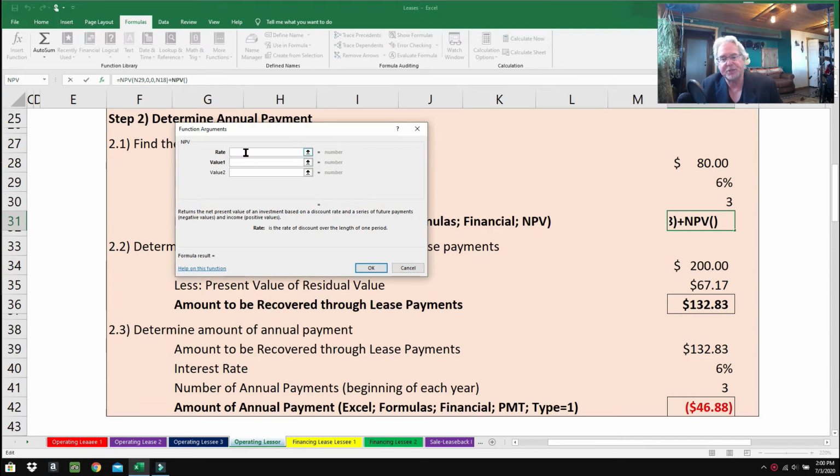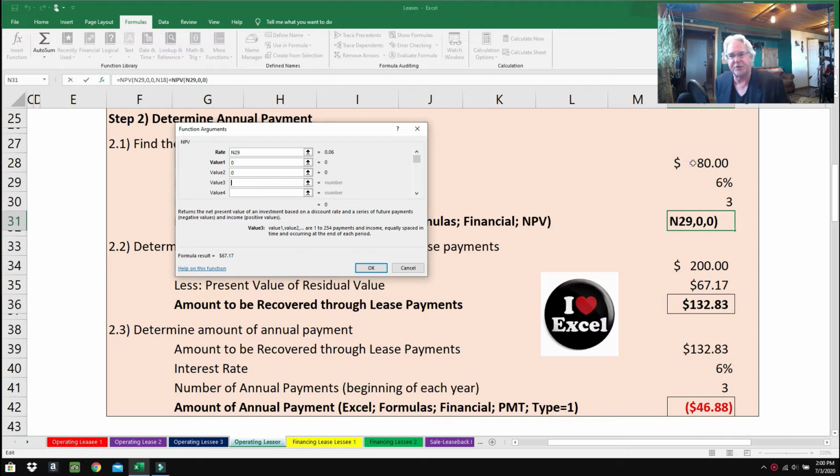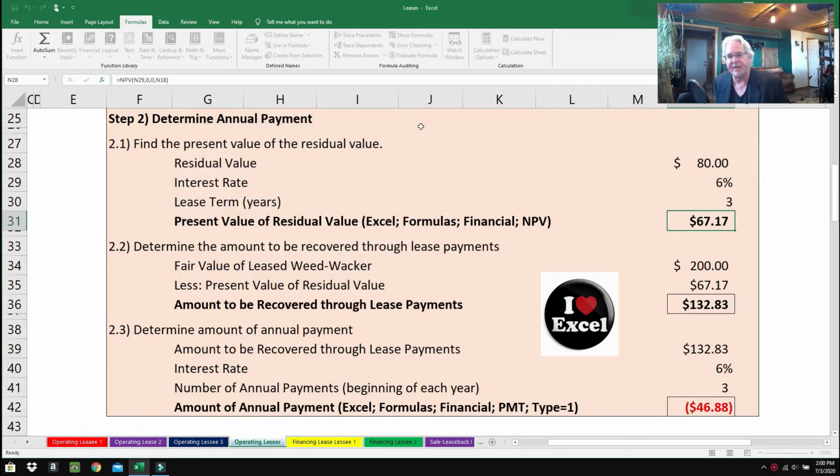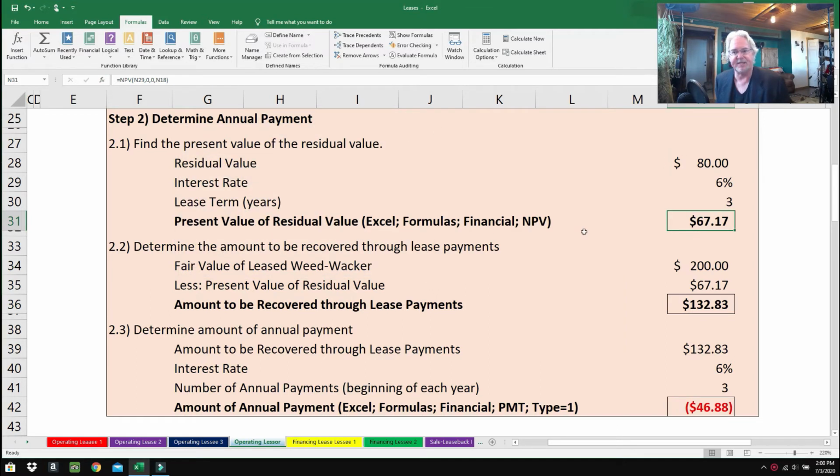The first question is the rate of interest, 6%. What we're doing is finding the present value of $80 in 3 years. It's the present value of a lump sum. So value 1 is 0, value 2 is 0, but value 3, at the end of the third year, is $80. All you do is click OK and you have the answer. I'm going to exit out of this because I already have the answer. There it is, 67.17. Gotta love Excel, it is so much easier.